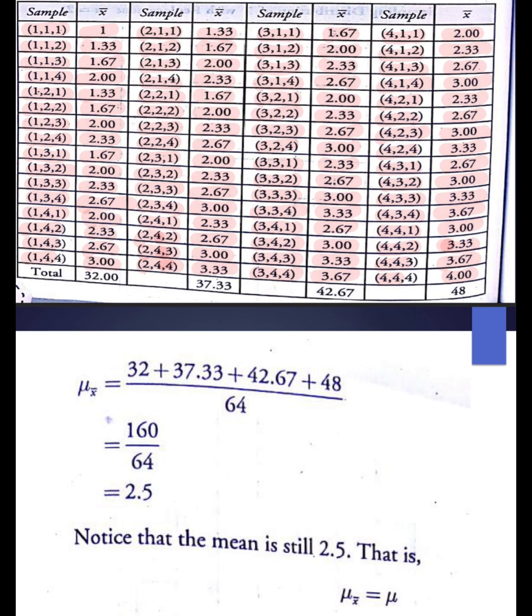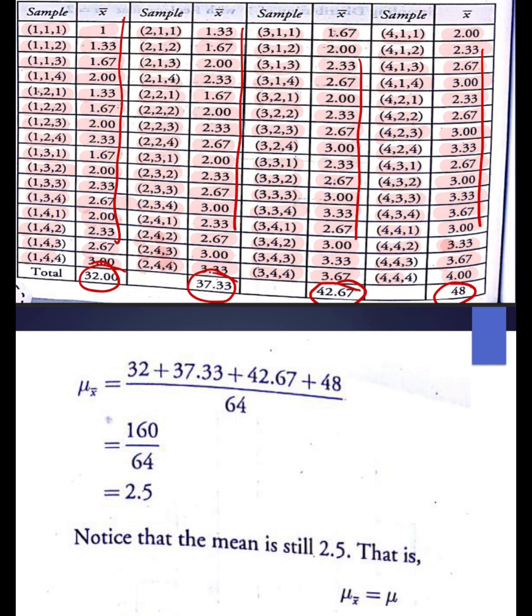Now, to find the mean of the sampling distribution of means, let us add all the sample means in each corresponding column. For this column, the summation is 32. For this next column, the summation is 37.33. For this column, the summation of the sample mean is 42.67, and for the last column, the summation is 48.